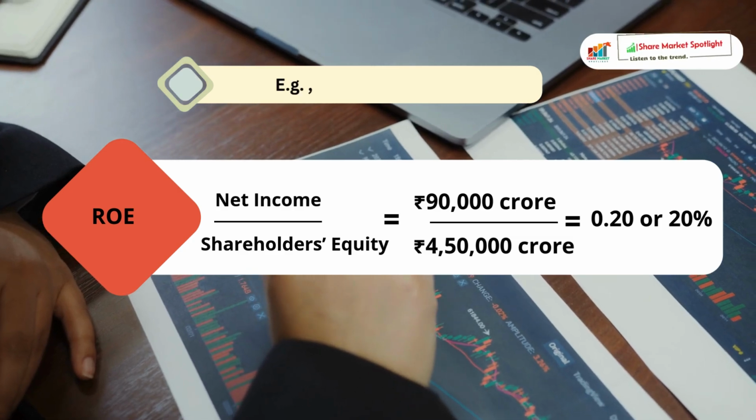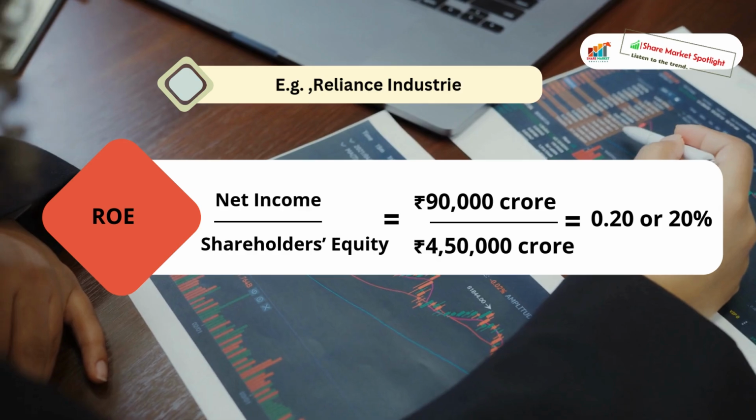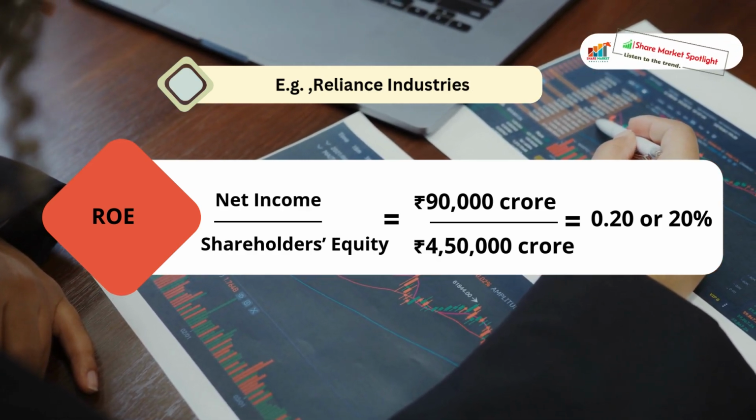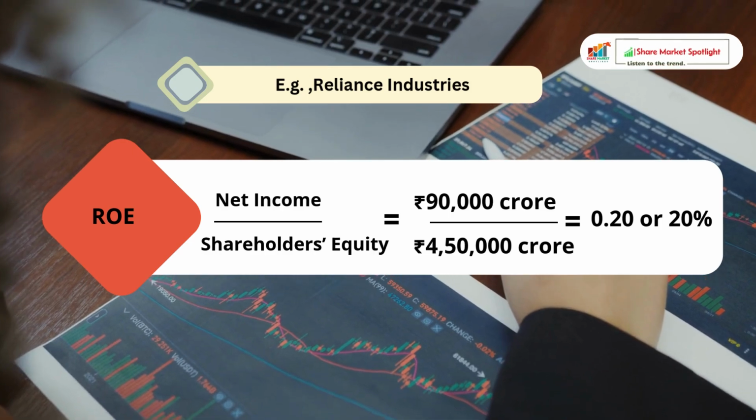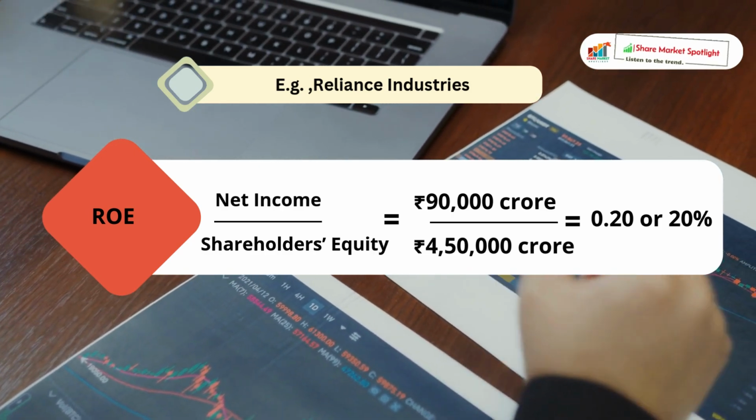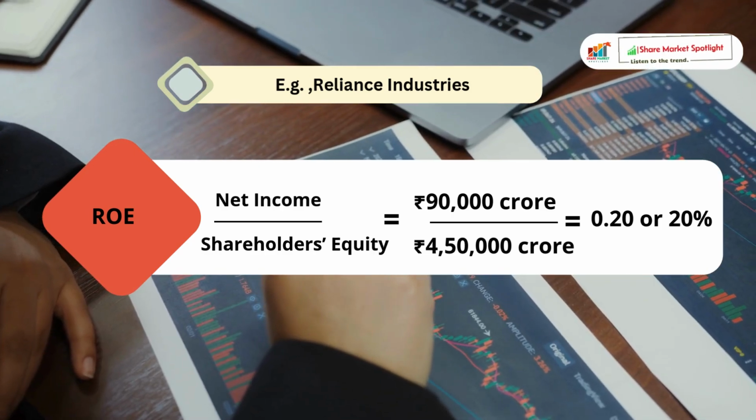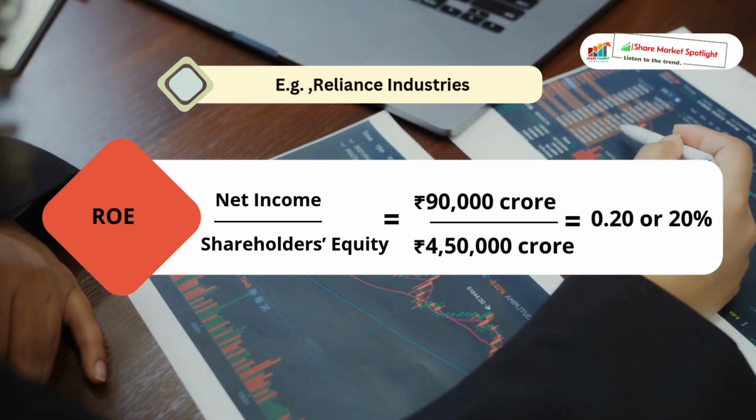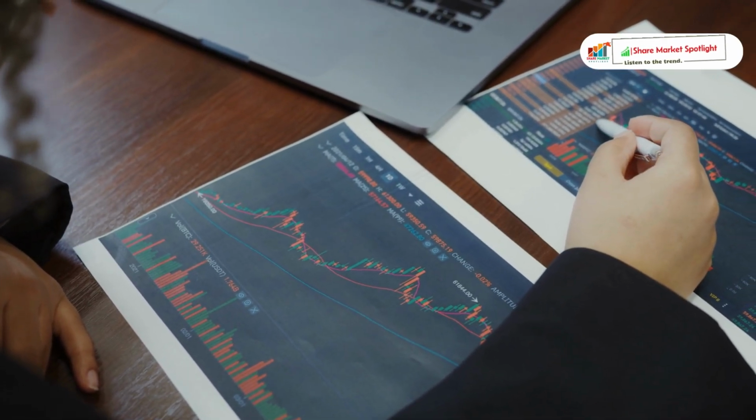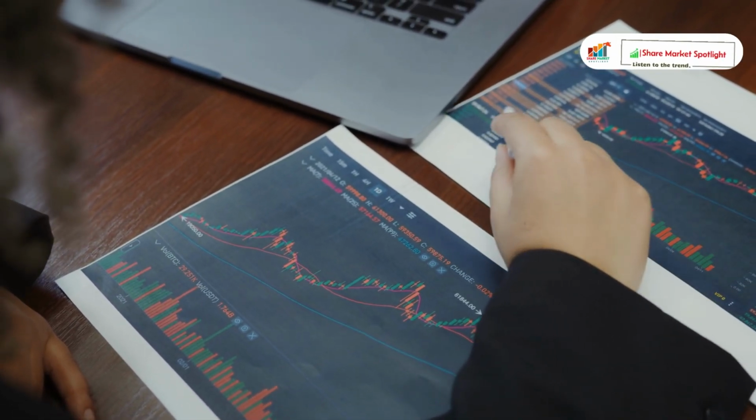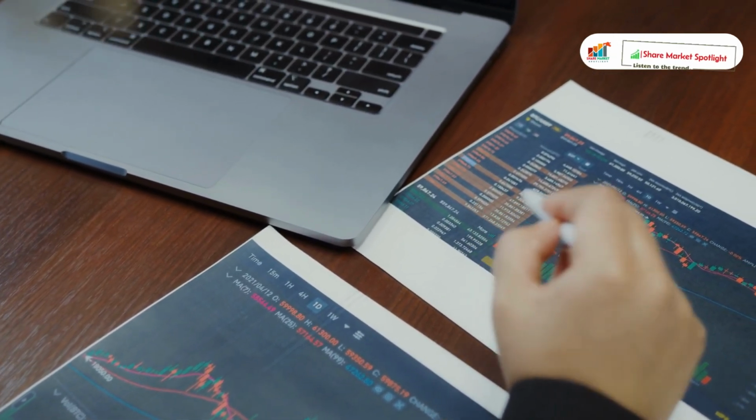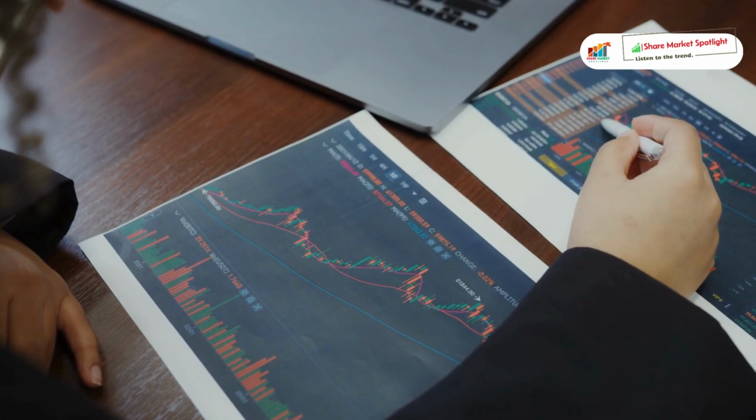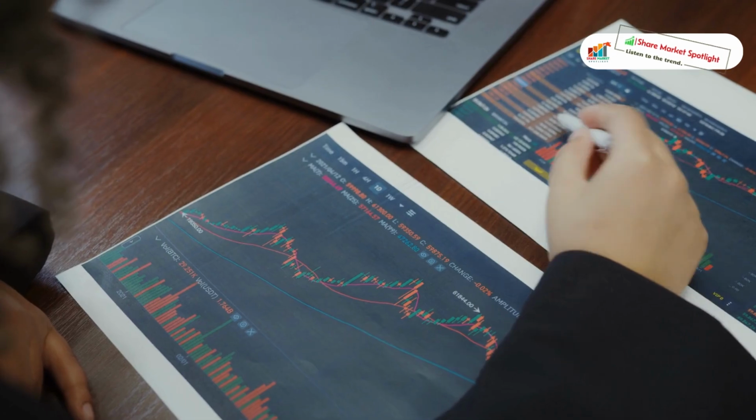For instance, if Reliance Industries has a net income of 90,000 crore rupees and shareholders' equity of 450,000 crore rupees, the ROE would be 90,000 upon 450,000 equals 0.20 or 20%. An ROE of 20% means Reliance generates a 20% return on the equity invested by shareholders. This indicates effective use of equity to generate profits.